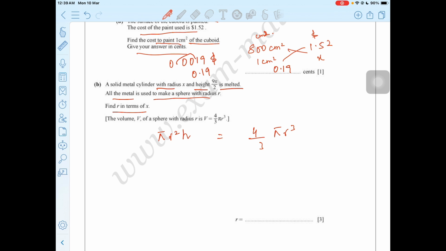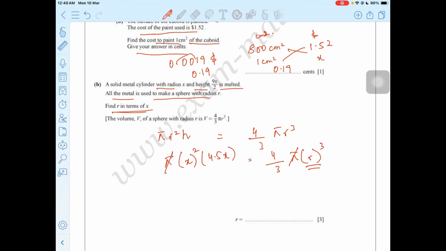So since these all are equal, we need to find r in terms of x. Okay, so this is pi, we have r as x, then we have 4.5x, this is x squared basically. And this is 4 upon 3 again pi, and this is r. Okay, so this pi and pi cancel out, and since we need to find r, we need to make r our subject, so this 3 would be multiplied over there.